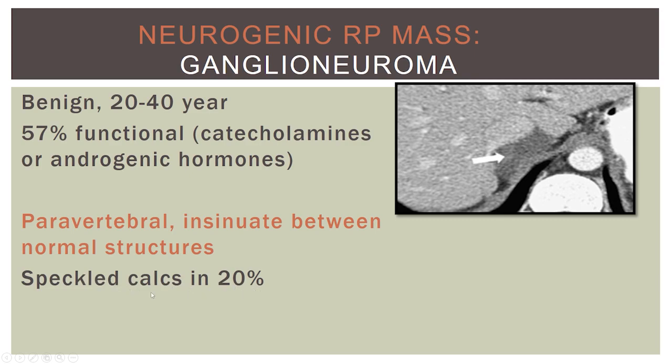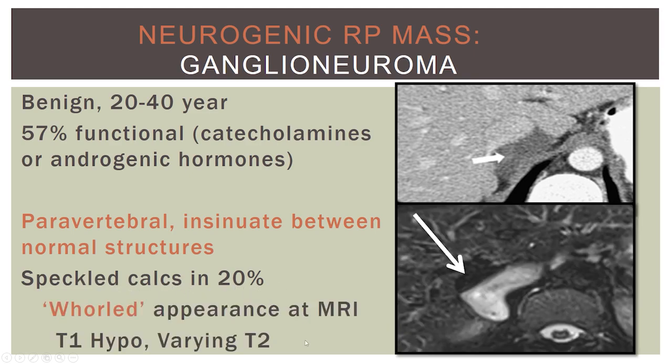They can have speckled calcification in 20%. Typical whorled appearance has been described on T2-weighted MR due to these circular areas of both T2 hyper and hypointense area. They're typically hypointense on T1.